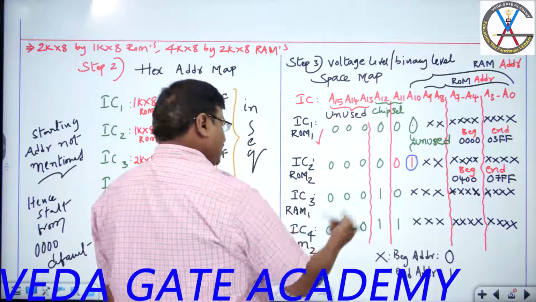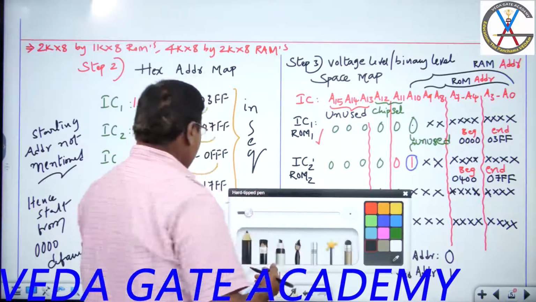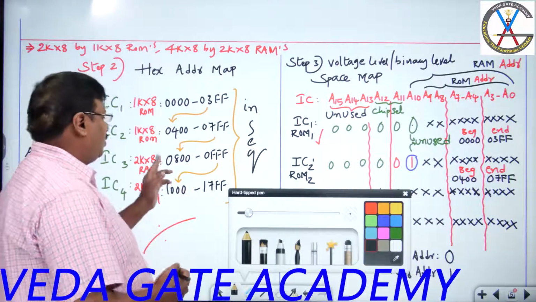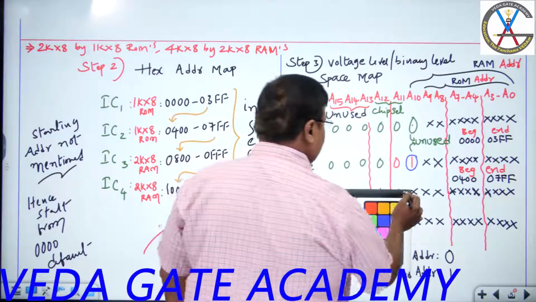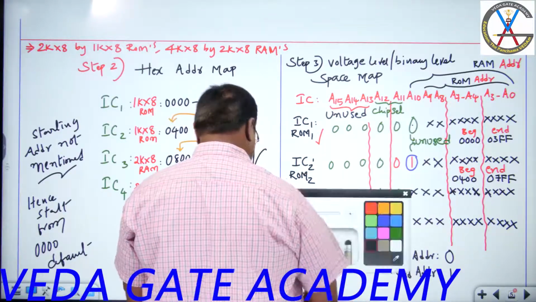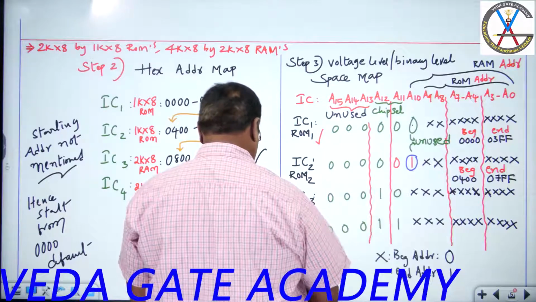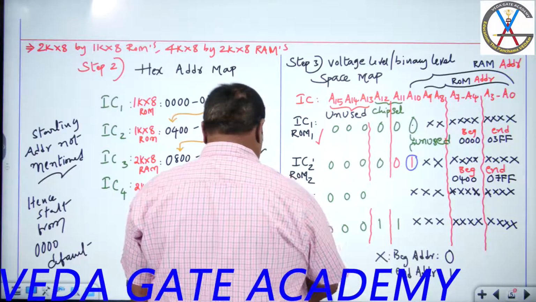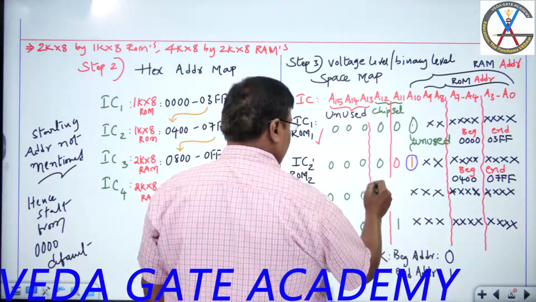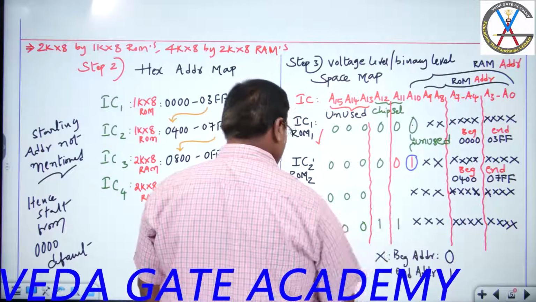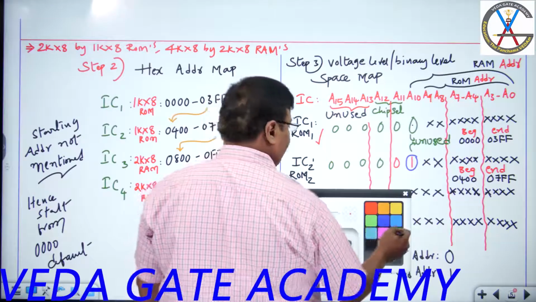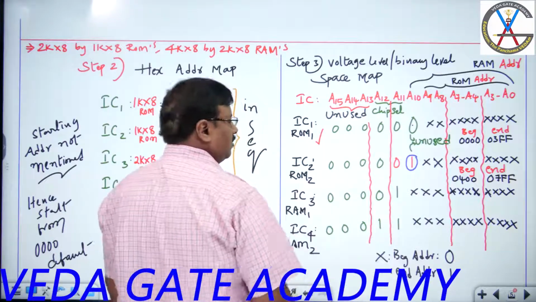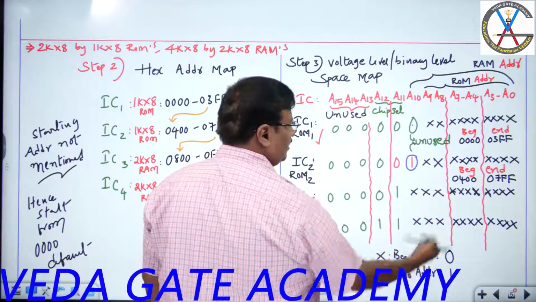For IC3, what is the starting range? 0800 to 0FFF. 1 triple 0, 17FF. To get 0 8, now I have to change this status again. To get 0 8, what should my starting address be? This should be 0, this should be 1. So what is the beginning then? 1 triple 0, 8 0 0.